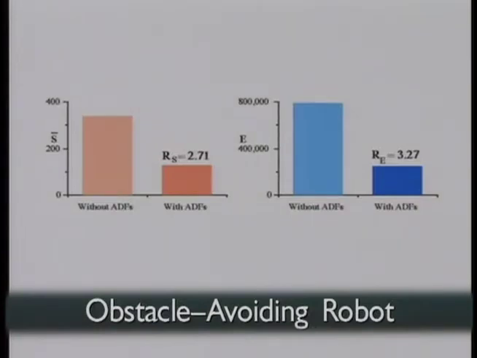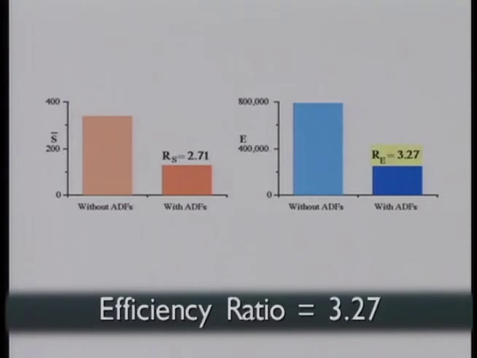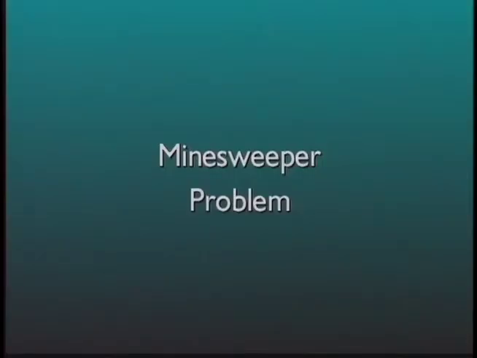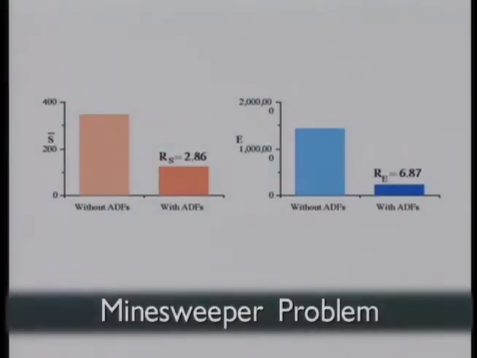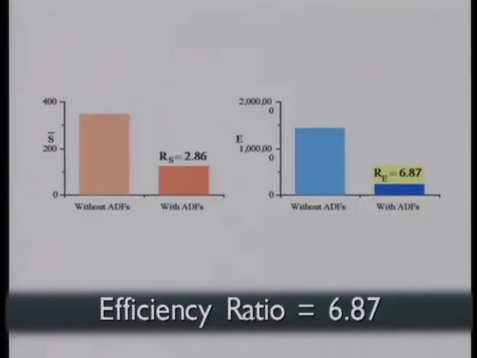The computational effort is only 240,000 with automatically defined functions, so the efficiency ratio is 3.27. In the minesweeper problem, the computational effort is 1,428,000 without automatically defined functions, but only 208,000 with them, so the efficiency ratio is 6.87.